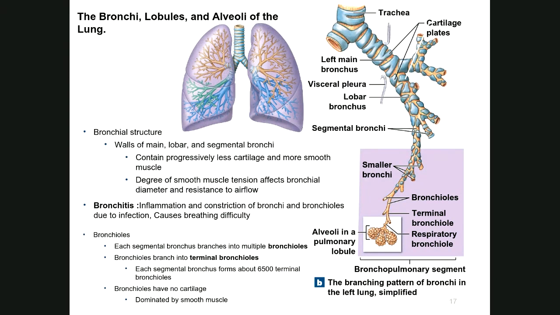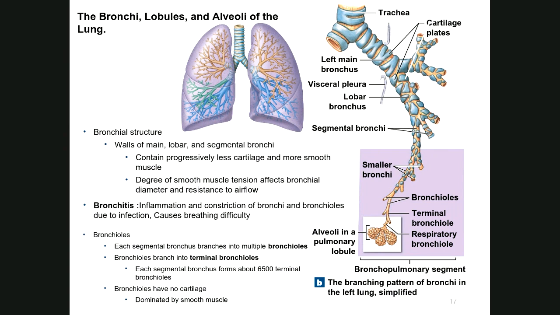So we have this conducting system, the trachea, branching into the left and right main bronchus, right? Which are going to branch into the lobar bronchus. Lobar bronchus branch into segmental bronchus, then the smaller bronchi, and the smaller bronchi will go to bronchioles, and the terminal bronchioles. And attached to the terminal bronchioles are those grape-like circular structures, the alveoli.